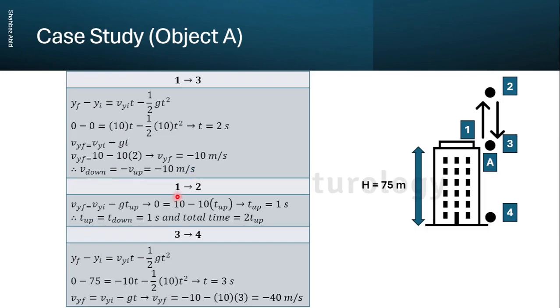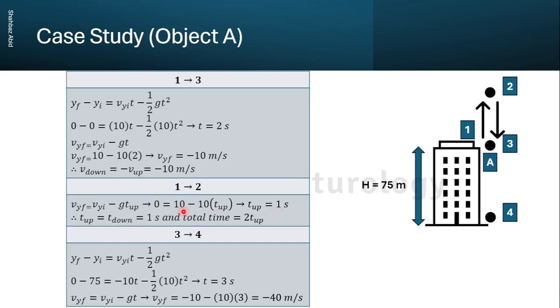Now to study the motion from 1 to 2, we know that when the object has reached 2, the velocity is going to be 0 because it is the highest point. So if we want to get the time, we can use this equation of motion, which is final velocity is equal to initial velocity minus g times the t up, and final velocity is 0, initial velocity is 10, and the gravitational acceleration is again 10. Negative is already substituted here. You will get the time up to be equal to 1 second, and it makes sense.